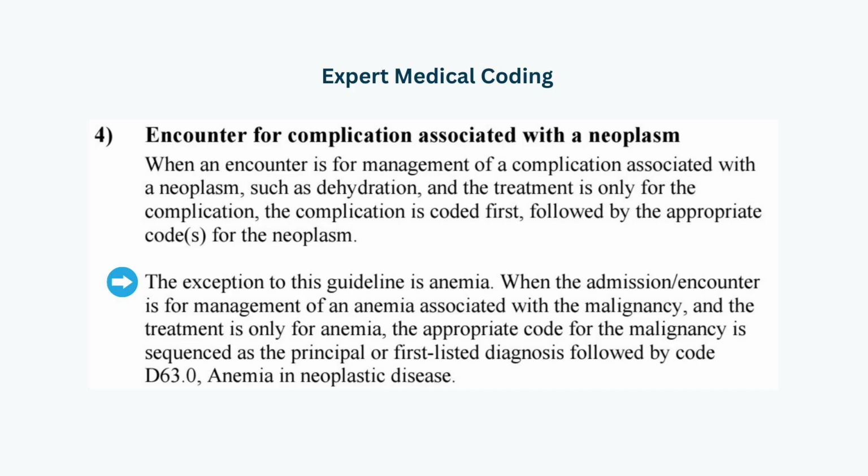When the admission encounter is for management of an anemia associated with the malignancy and the treatment is only for anemia, the appropriate code for the malignancy is sequenced first as the principal or first sister diagnosis, followed by the code D63.0, anemia and neoplastic disease. Let's understand this guideline in more detail.